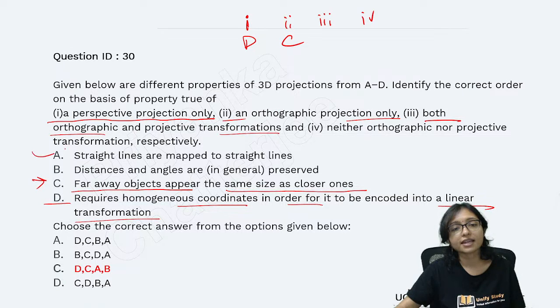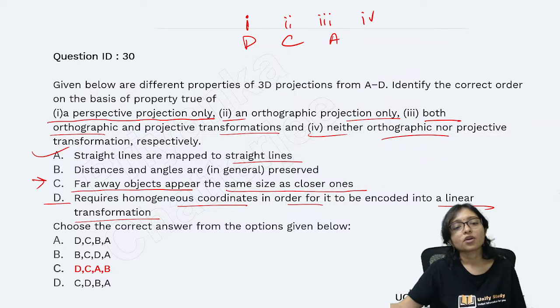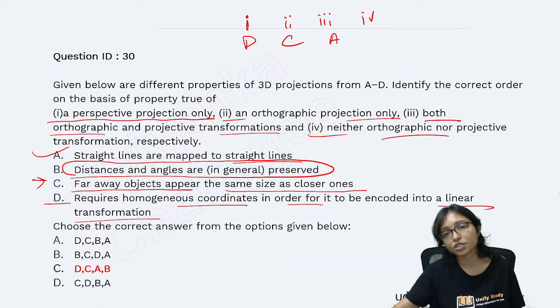That is the straight line map to straight line in both. That's why 3 will be with A. Then finally 4th one, neither orthographic nor perspective projective. No one. That is the distance and angle is not preserved. Any of that transformation is not preserving. So option B. So in this way you have to do matching.